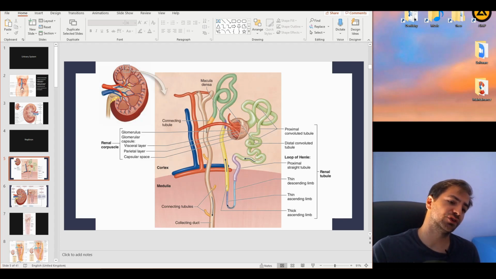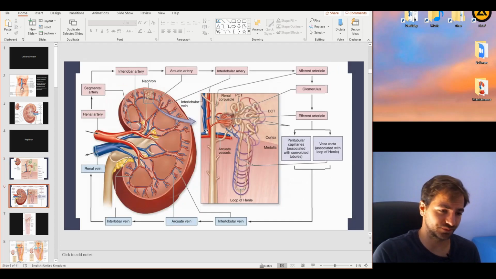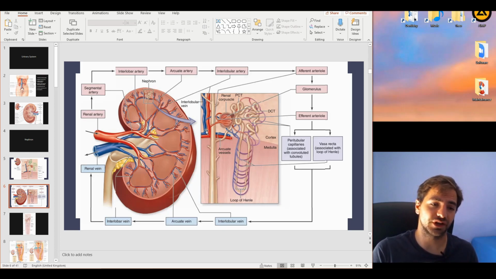So there are two different types of nephrons. The important thing is that in order to achieve this regulation of water and ions, and this detoxification, all these functions of the kidney that we discussed, we need to have a very, very rich vascularization. So this happens, of course, through the renal artery and renal vein.